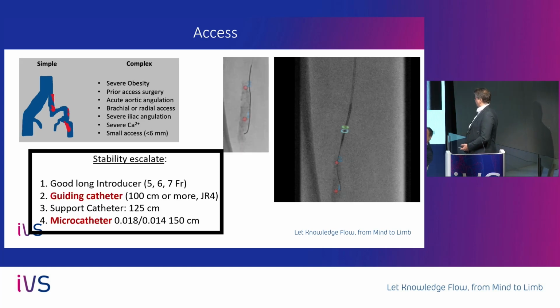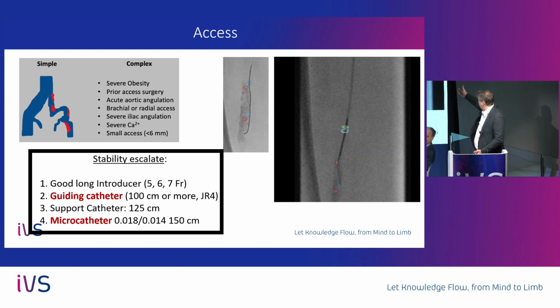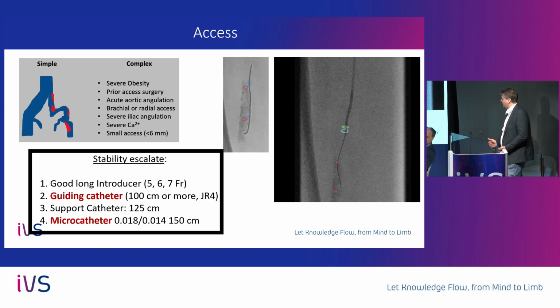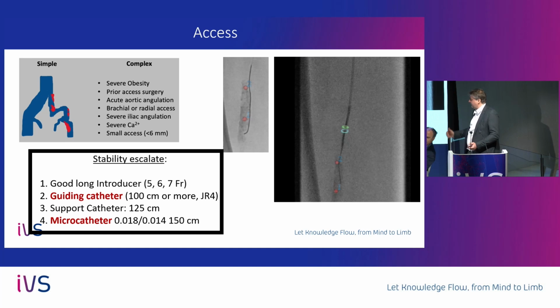Okay, what does stability mean? When you have this imaging on fluoroscopy, you know you can perform a good CTO. You need to have an escalade, the good introducer. You can use a guiding catheter, a support catheter, or a microcatheter. And with all this escalade, you can have very good support to try to have a very good recanalization.